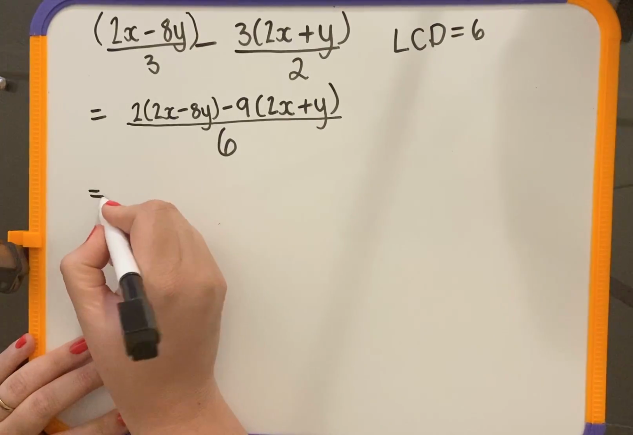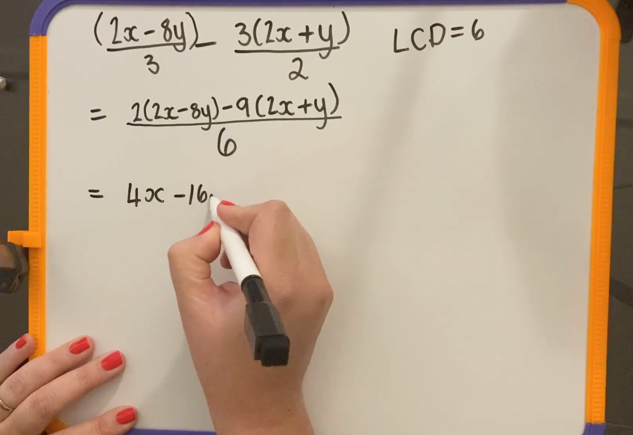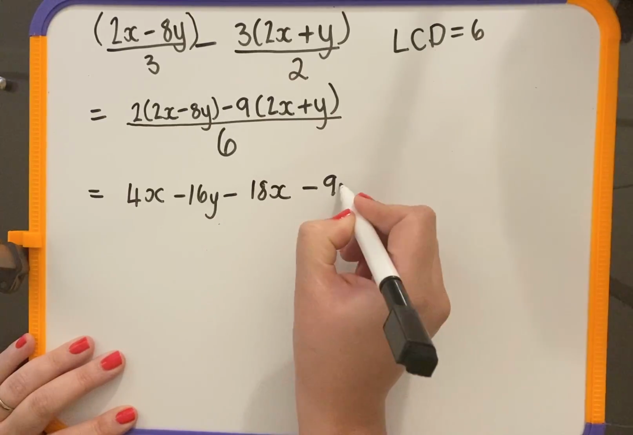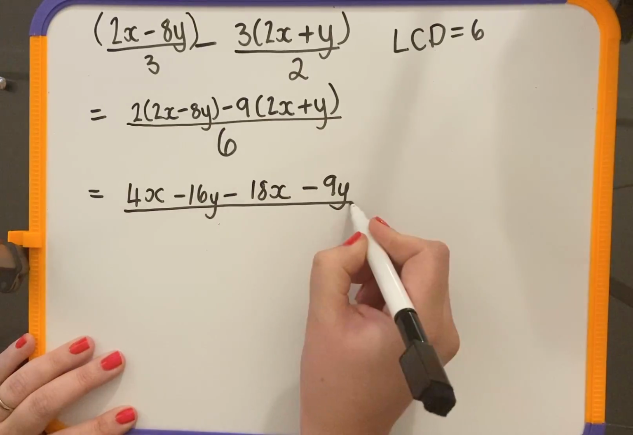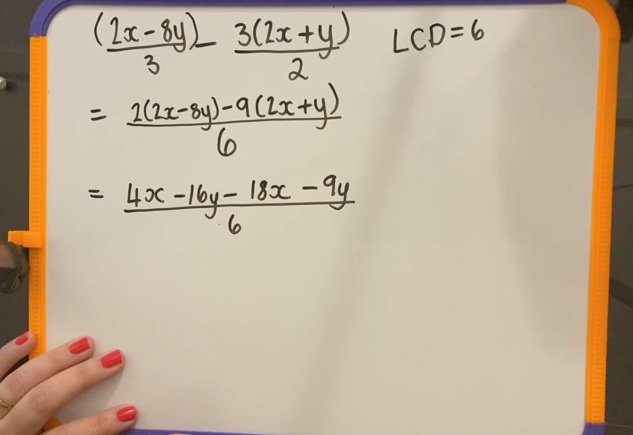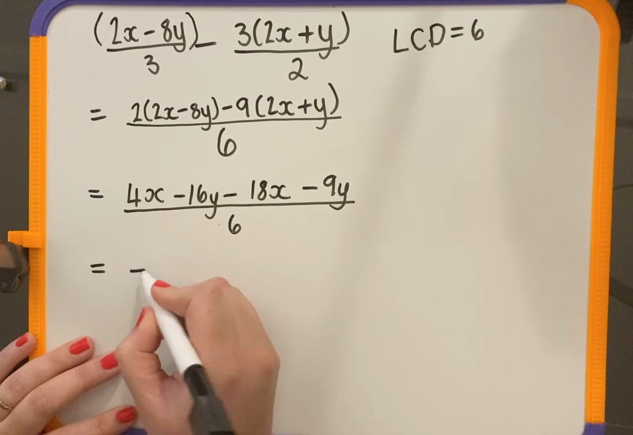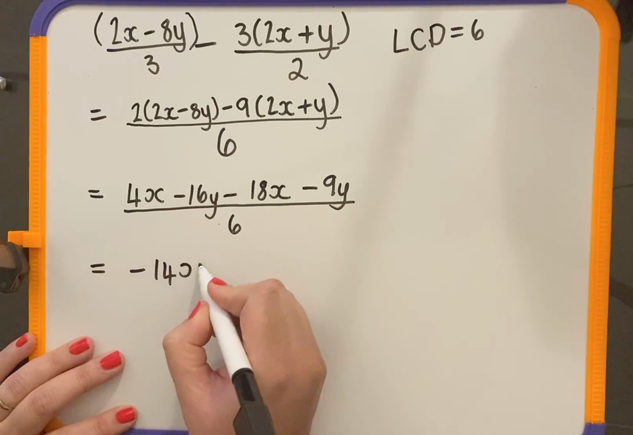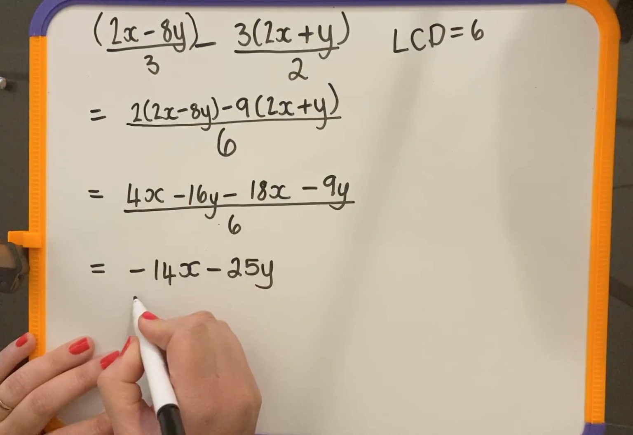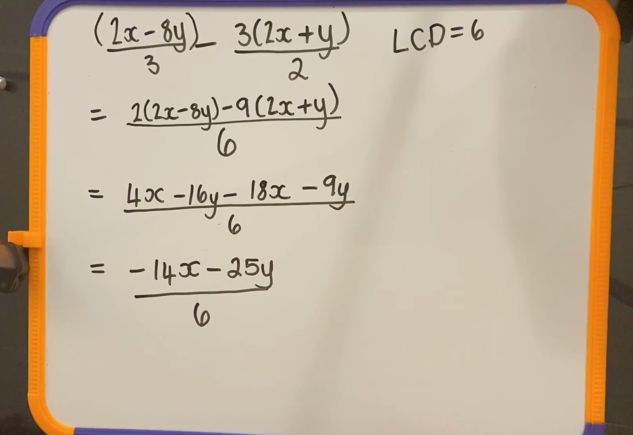So let's carry on. Simplify using distribution. And remember, we are simplifying and we don't drop the LCD. We add like terms. So I have minus 14x minus 25y over 6, and that is its most simplified answer.